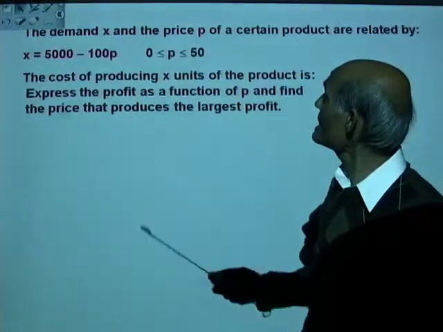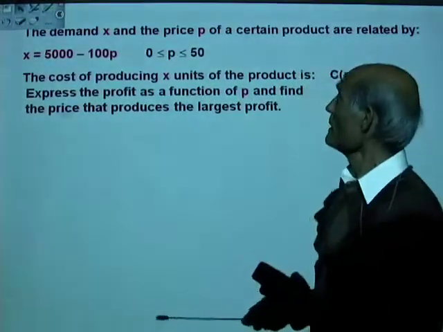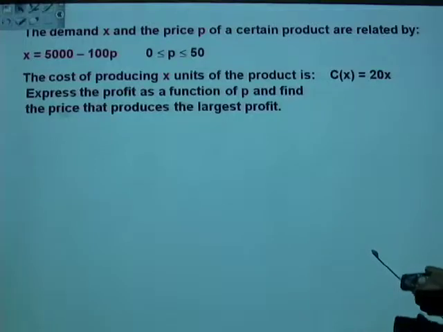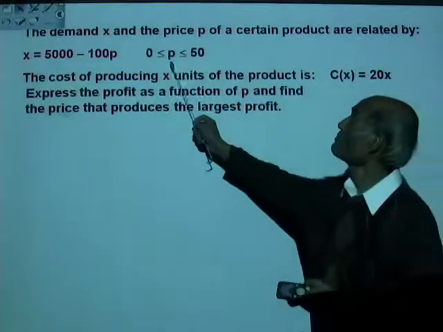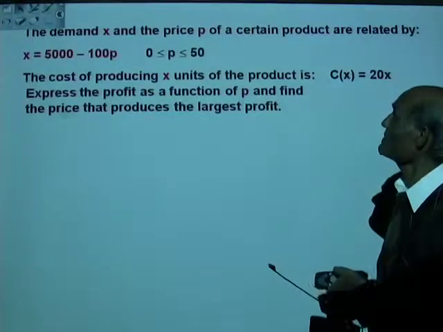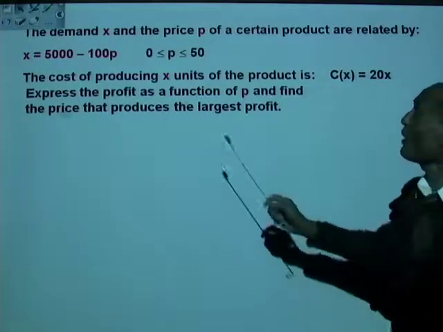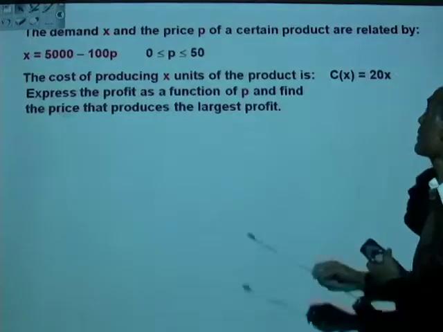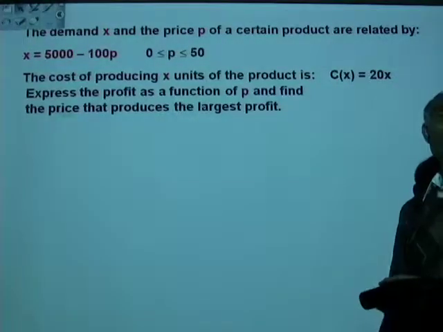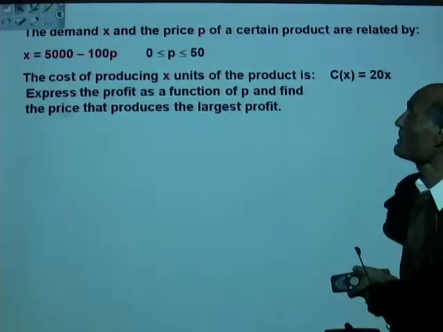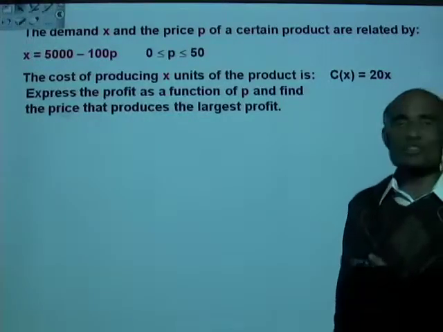And finally, let's see if we have an application problem. The demand x and the price p of a certain product are related by x equal to 5,000 minus 100p, where p is between 0 and 50, 0 less than or equal to p, less than or equal to 50. The cost of producing x units of the product is c of x equal to 20x. Express the profit as a function of p and find the price that produces the largest profit.